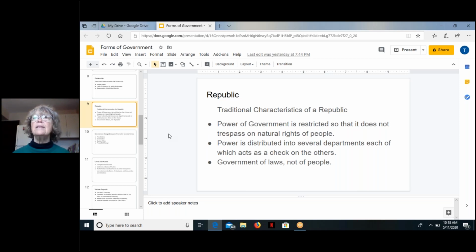A republic is a government of laws, not of people. So, different from the monarchy, when the leader is finished with the leader's term of office, that leader goes away. But the laws remain and bind the next leader in the government in a republic.